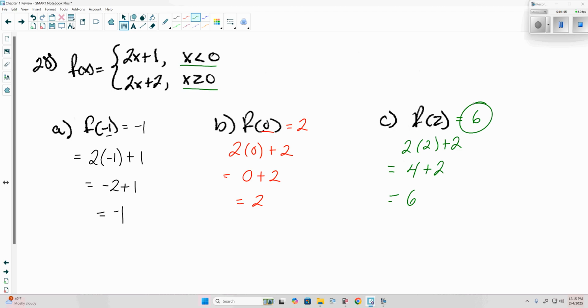So for the piecewise, it just depends on which statement, those inequality statements, the value of x makes true is going to be the one that we use. Questions on this here?